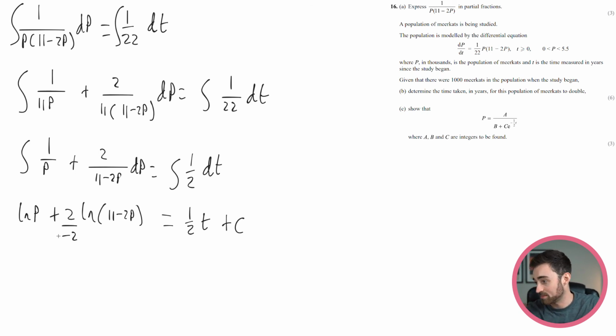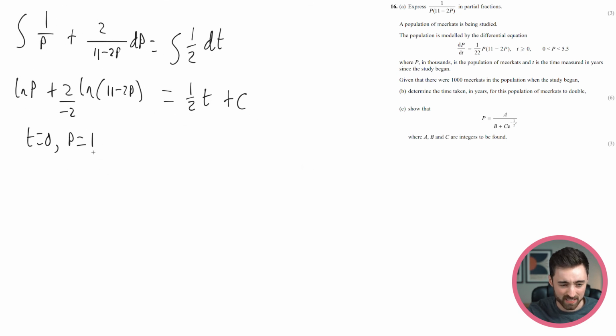It says determine the time taken in years for this population of meerkats to double. So, okay, well, there's a few things kicking off here. There were 1,000 meerkats when this study began, so I think it would be a good idea to put those numbers in first, because I'm going to get this C here. In other words, when t equals 0, p was not 1,000, p was 1. Because look, p in thousands, and there were 1,000 at the start. So how many thousands were there at the start? One of them. Cool, okay, let's put these numbers in and see what we get.